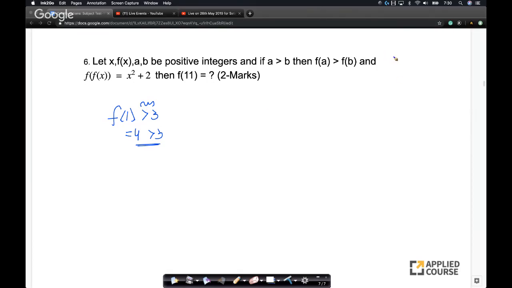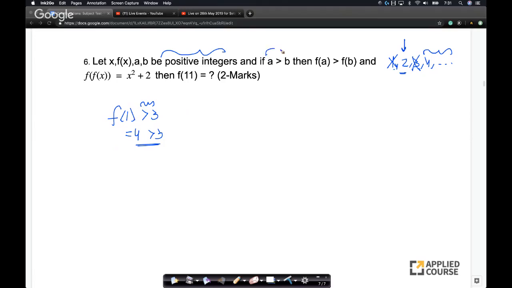See, what are all the positive integers we have? We have 1, 2, 3, 4, and so on. We proved that f of 1 cannot be equal to 1. We proved that it cannot be equal to 3. If I prove that it cannot be greater than 3, then I'm left with only one option, that f of 1 equals 2, because it's a function from positive integers to positive integers. So now let's see how to prove this.